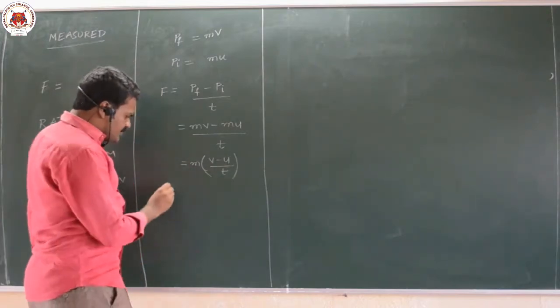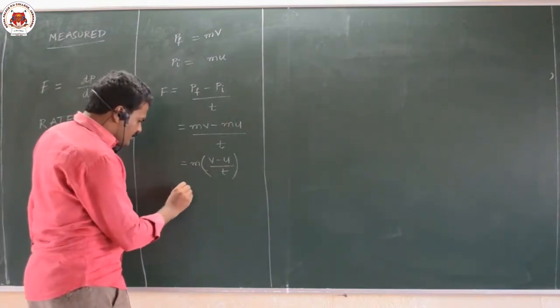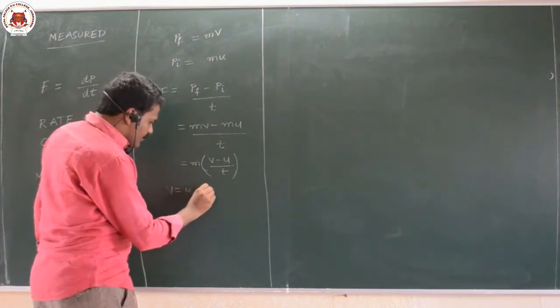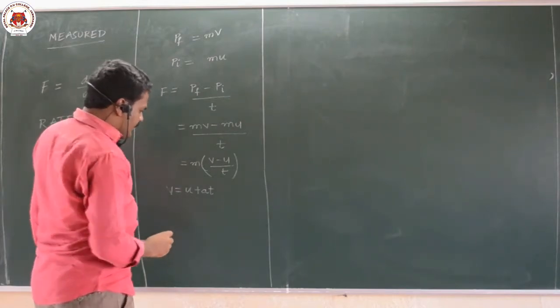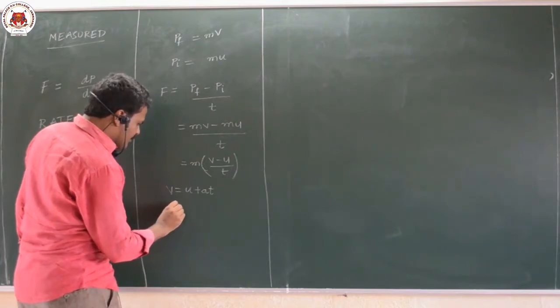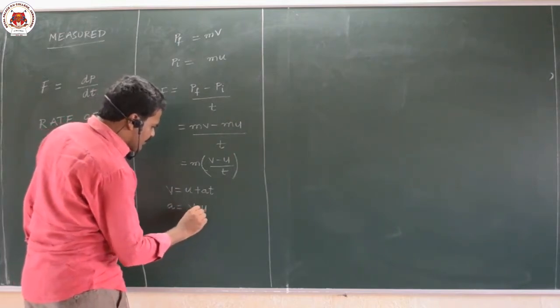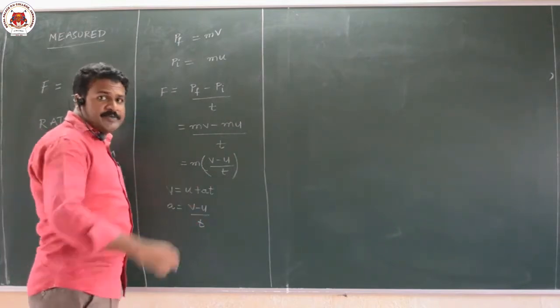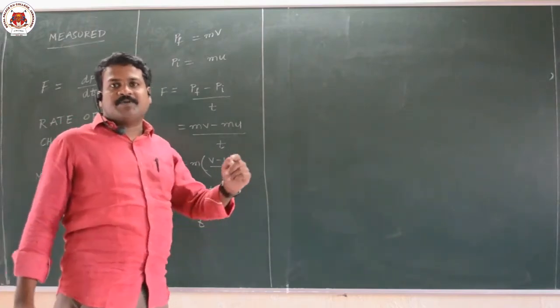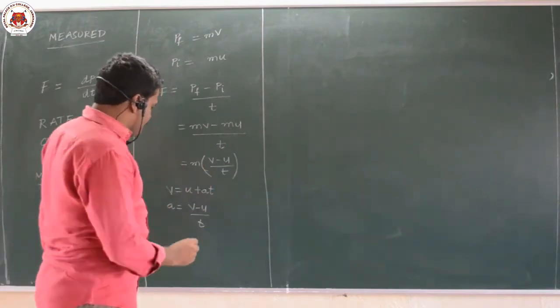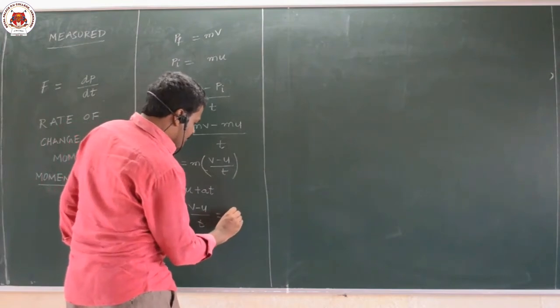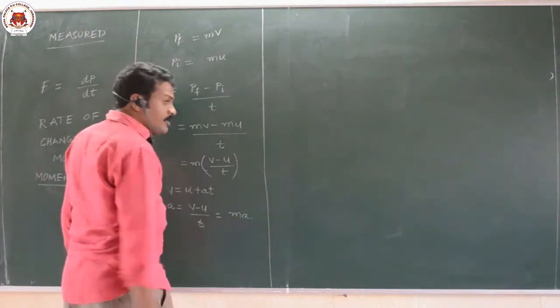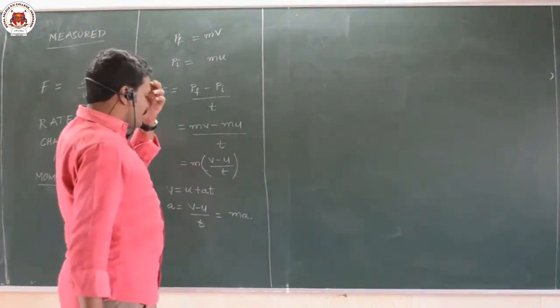By using the first equation of motion, v is equal to u plus at, you can write acceleration a is equal to (v minus u) by t. From the definition of acceleration, rate of change of velocity is called acceleration. So that is equal to m into a. So F is equal to m into a.